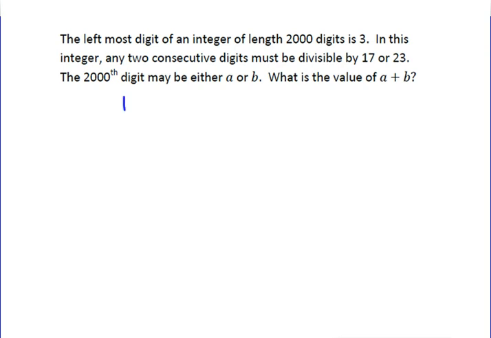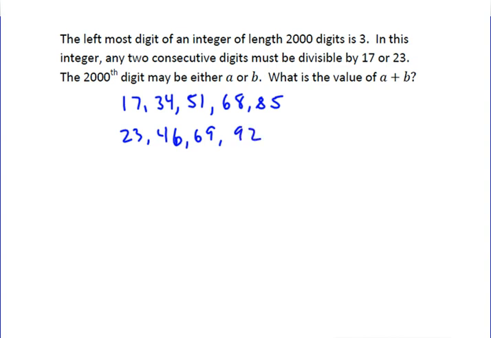So it'd be helpful to know all those divisible numbers. So I'm just going to write out the multiples of 17, which are 17, 34, 51, 68, and 85, and then 23, 46, 69, and 92. And this will be very nice for us as we go through and make out our list on this problem, to be able to identify what to do next.